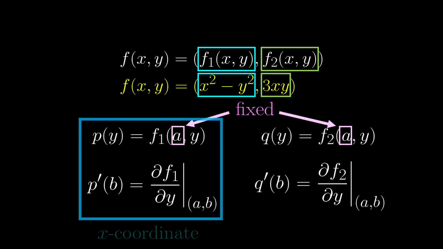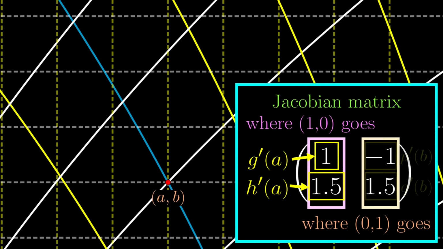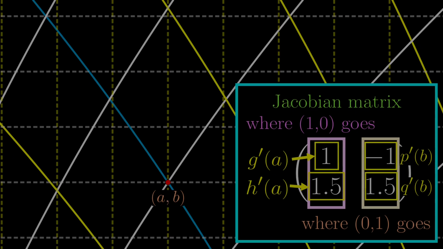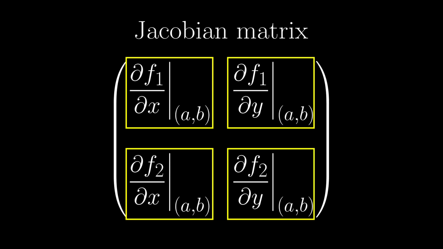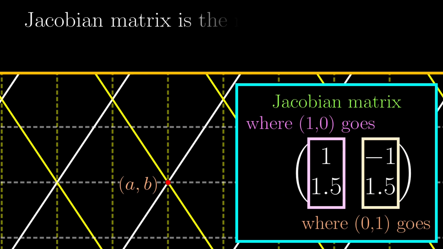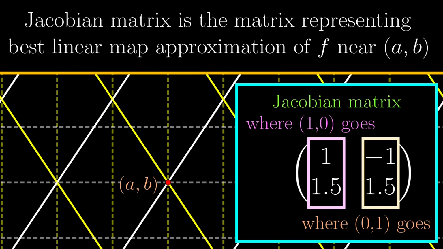The function p extracts the x-coordinate, while q extracts the y-coordinate, so the entries in the second column are p prime of b and q prime of b respectively. So writing in our other notation, this is the Jacobian matrix. But remember that these notations simply correspond to how we compute the entries, because in essence, it is still the matrix representing the best linear map approximation of f near the point AB.